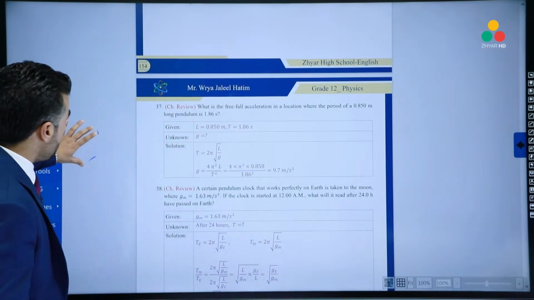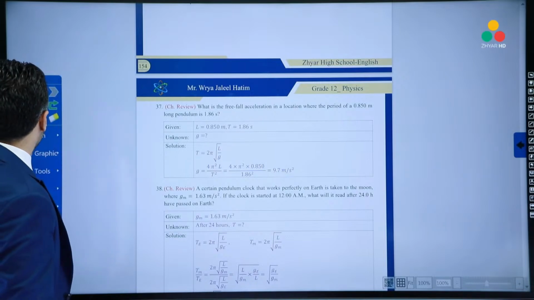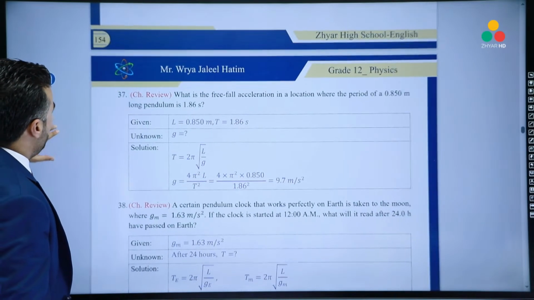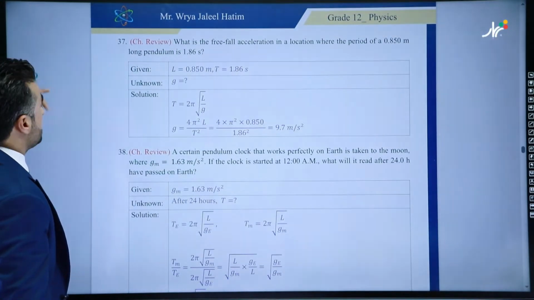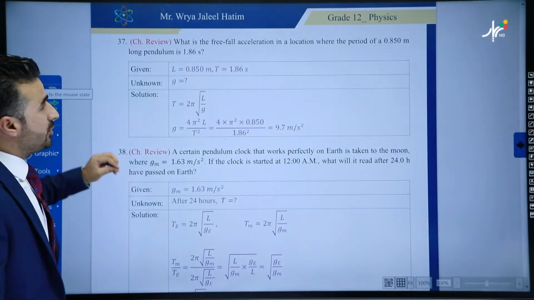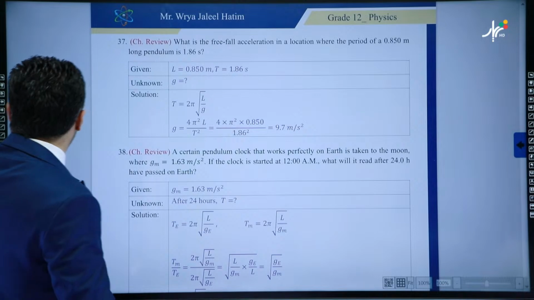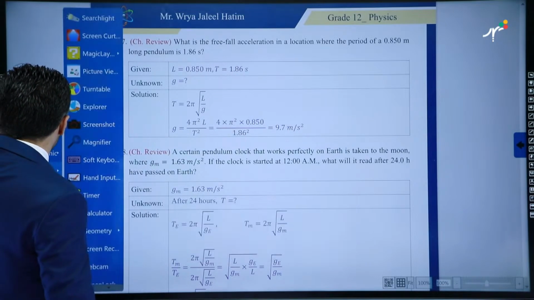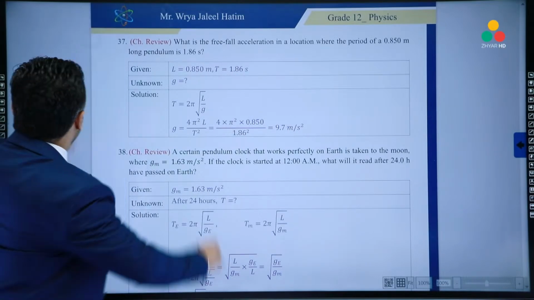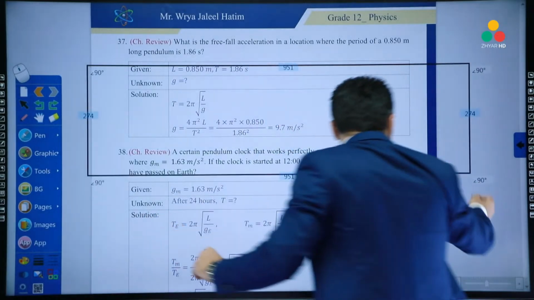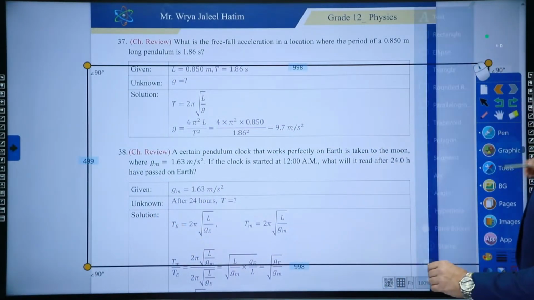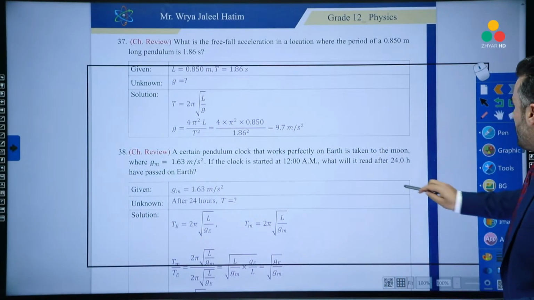Remember, let's zoom in a little bit. Remember this, it says free fall acceleration, if the length of the pendulum is 0.85. Let's get this rectangle, and we can do this. Stay with me, all right?